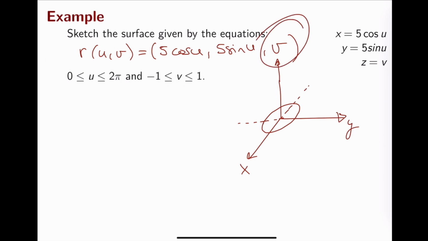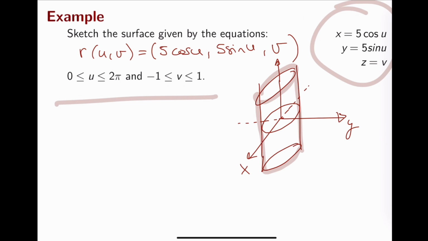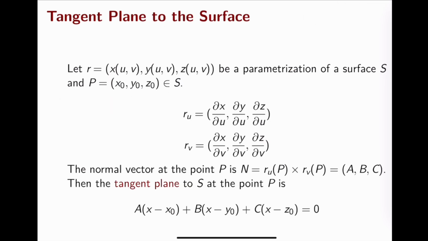And the z component is just given by the equation v, where v varies between -1 and 1. So it's going to have any value here between -1 and 1. So that will be a cylinder like this. So this cylinder is the surface described by these parametric equations with this variation of the variables in D.